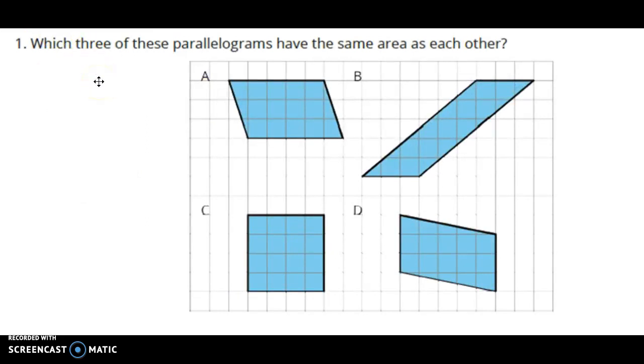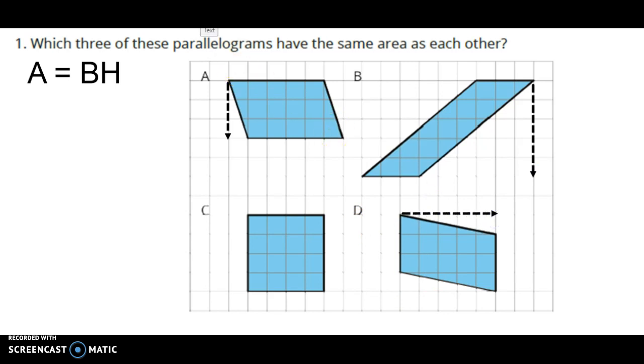So let's look at your sheet now. Number one, which three of these parallelograms have the same area as each other? So the first thing that I want to do is remind myself of my formula. So let's rewrite it here. Area is going to equal base times height. So what I want to do is figure out, for each of these parallelograms, what's the base and what's the height? And I've already drawn in some of those vertical lines for you to show the height as a straight vertical line rather than that slanted side.